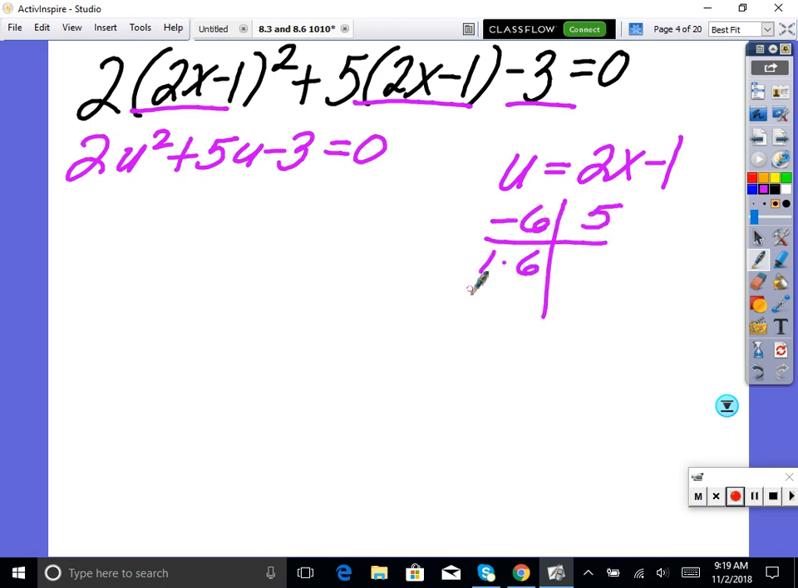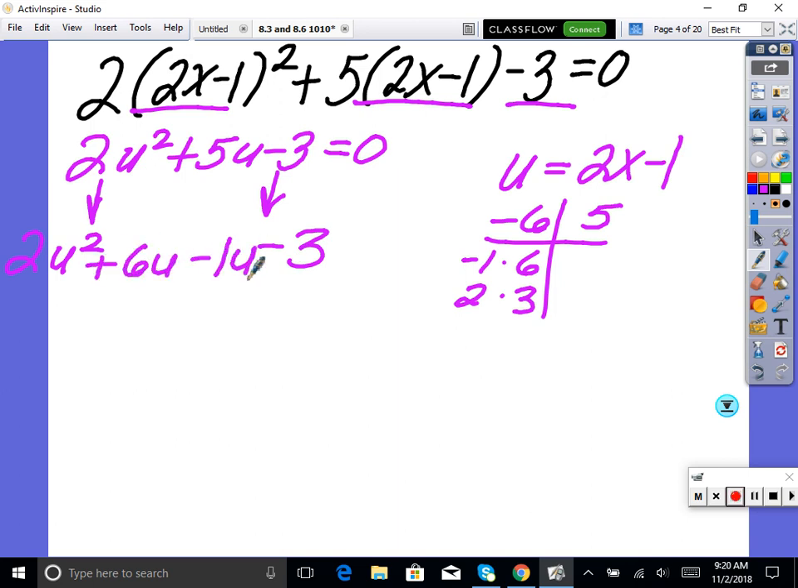Careful, because it's 1 and 6 and 2 and 3, but people get this messed up. For this one, it needs to multiply to be negative 6. So wouldn't it be negative 1 and 6? Then we have to drop and break because it's long factoring because of the 2. So 2u squared, negative 3, and then we have minus 1u or plus 6u. I'm going to go with plus 6u to make my factoring easier, in my opinion.